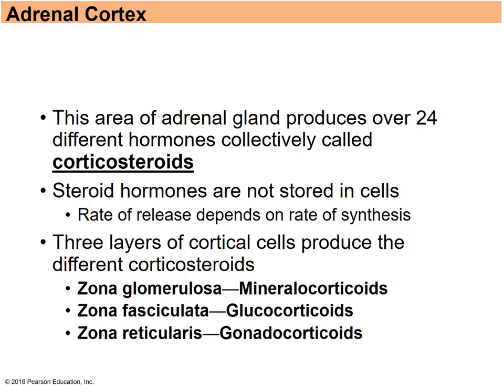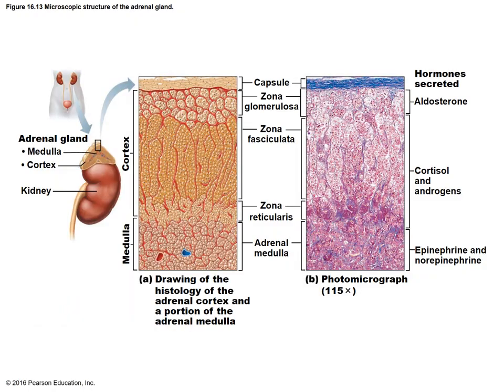The rate of the release kind of depends on the synthesis because the steroid hormones are not stored in the cells. There's 3 different layers of the cortical cells, and they are producing different types of corticosteroids. There's the mineralocorticoids, the glucocorticoids, and the gonadotropins. And this is just showing the 3 different layers.